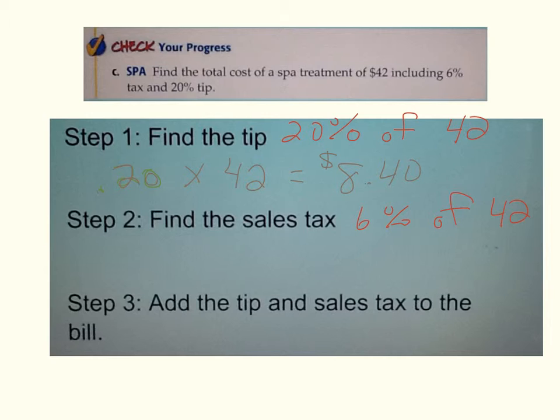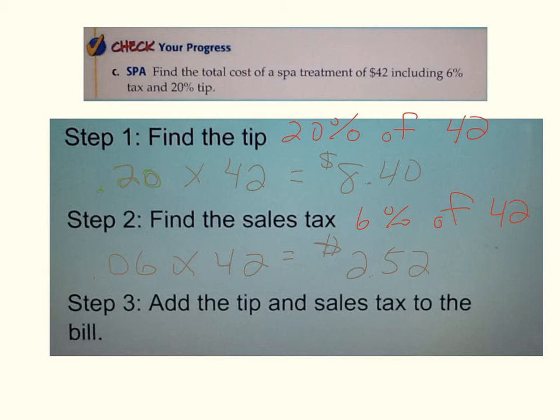We could do the same thing for sales tax. Move our decimal point over 2 places, and we end up with 6/100. Going to multiply that by $42. When we put that into our calculator, we end up with $2.52.